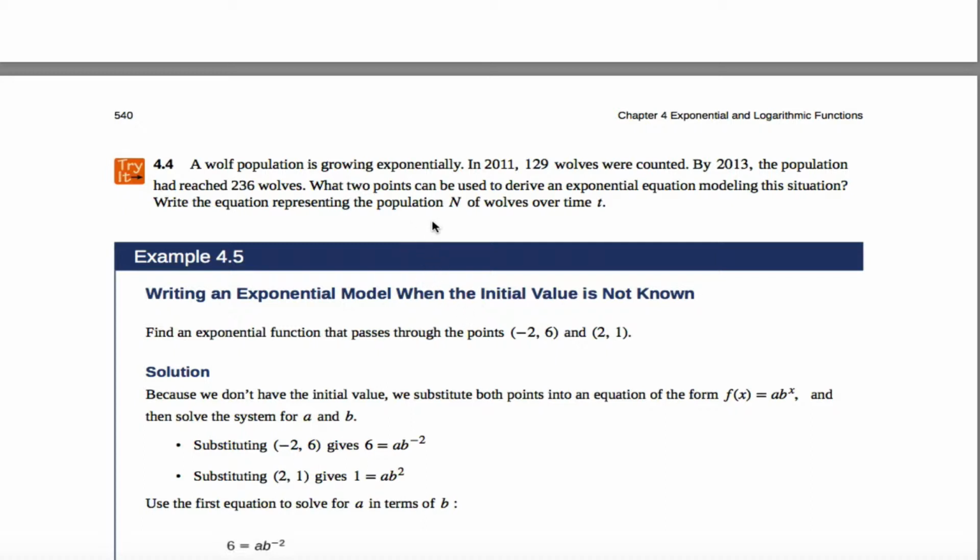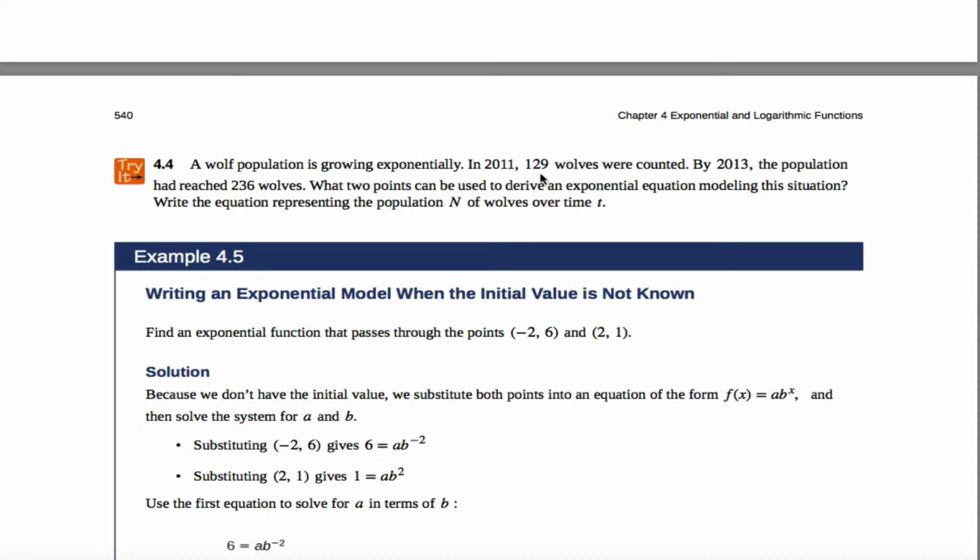The easy type is when one of those two data points has an x-coordinate of 0. And in fact, that's what's going to end up happening here. The hard type is when neither of your two data points has an x-coordinate of 0, and I'll deal with those when they arise. So in this one, we're told a wolf population is growing exponentially. That's important. We know it's an exponential function.